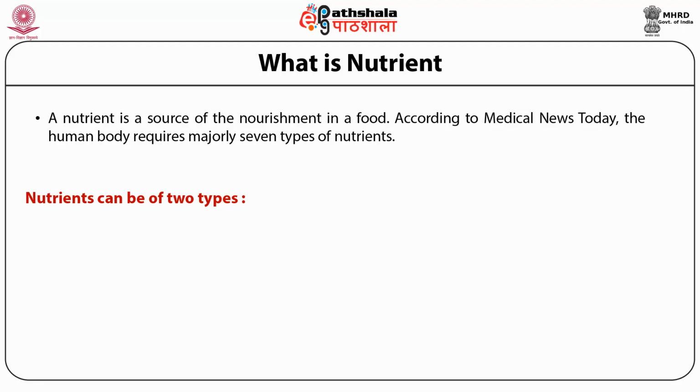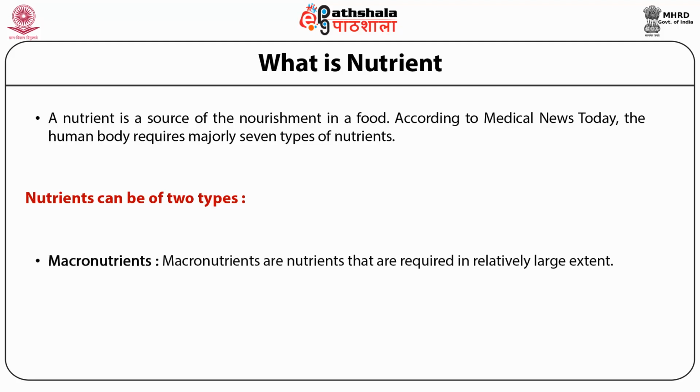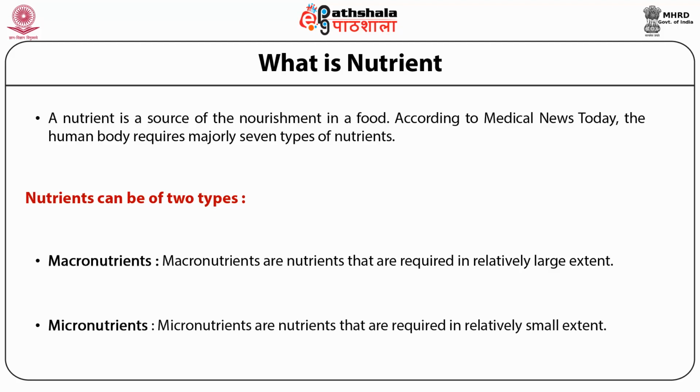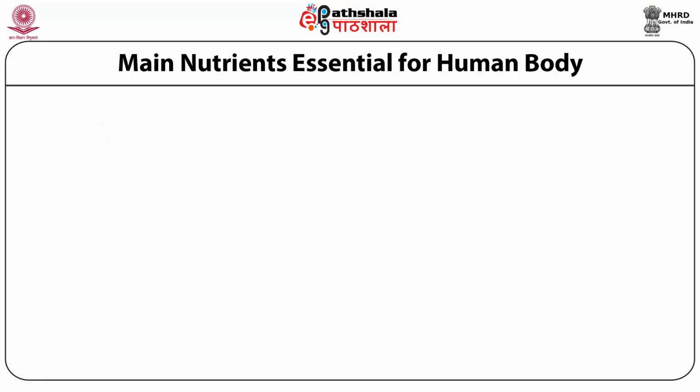Nutrients can be divided into 2 categories, the micronutrients and the macronutrients. Macronutrients are nutrients that are required in relatively larger extent, and micronutrients are nutrients that are required in relatively smaller extent. Most of the food contains a combination of some or sometimes all of the 7 nutrients. We need some nutrients regularly and others less frequently. Poor health may be caused either by deficiency or by excess of nutrients.